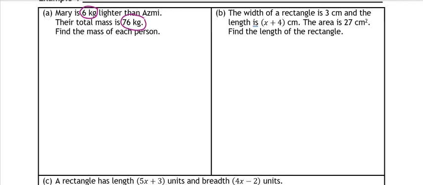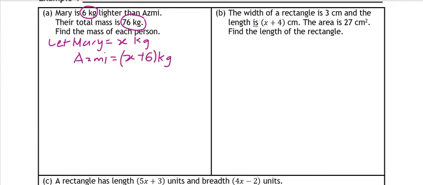Okay, so here what we're going to do is to let Mary be x kilogram, right? So Azmi should be, since Mary is lighter than Azmi, so let's say if Mary has x kilogram, Mary is 6 kilogram lighter, so Azmi should be 6 kilogram heavier, right? So Azmi will be x plus 6 kilogram.